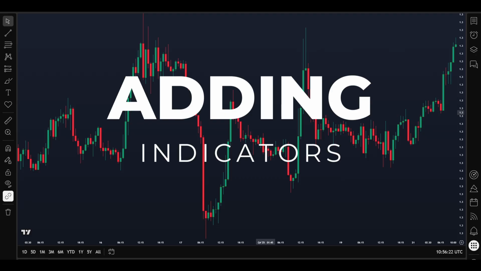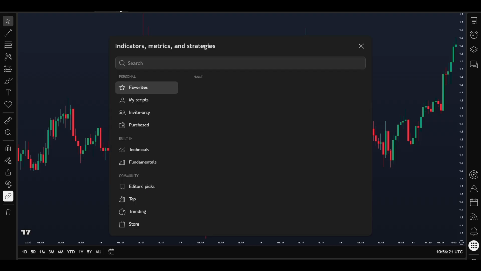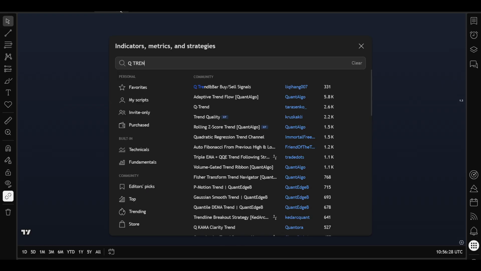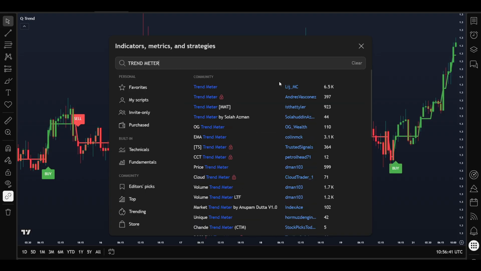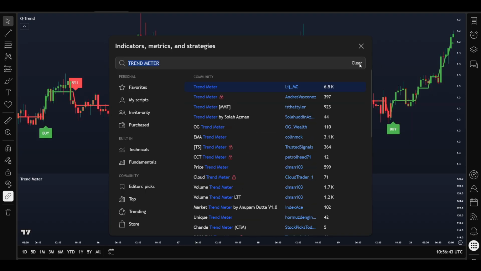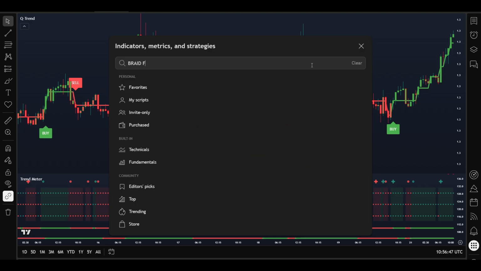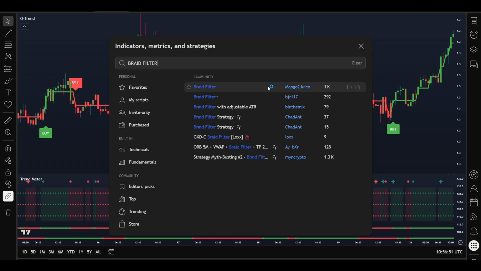Add indicators. Open indicators on TradingView. Add QTrend by Tarasenko. Add Trend Meter, the one that displays a row of colored dots for strength. Add Braid Filter for volume-based participation.